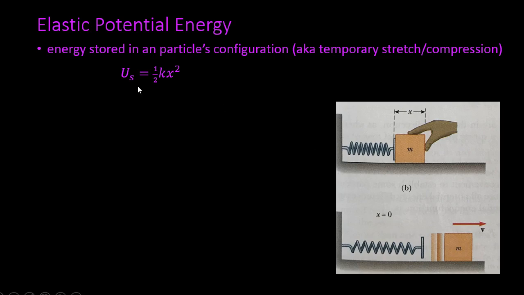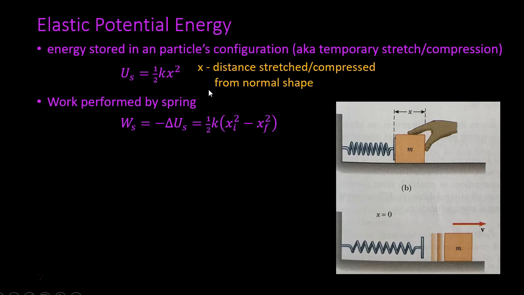This is our equation for calculating the elastic potential energy. It's 1/2 times k times x squared, where k is the spring constant, keeping in mind that stiffer springs will have higher spring constants, and x is the distance of stretch or compression beyond the normal shape. We often call this normal shape the equilibrium position. The work performed by the spring is equal to negative the change in the elastic potential energy.